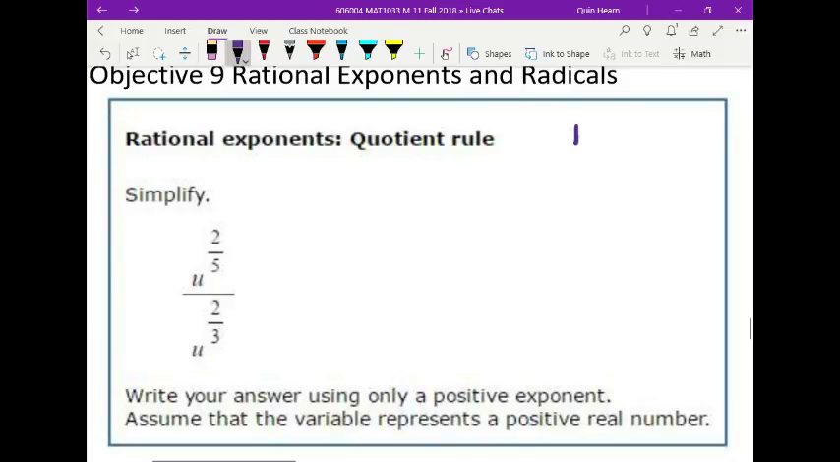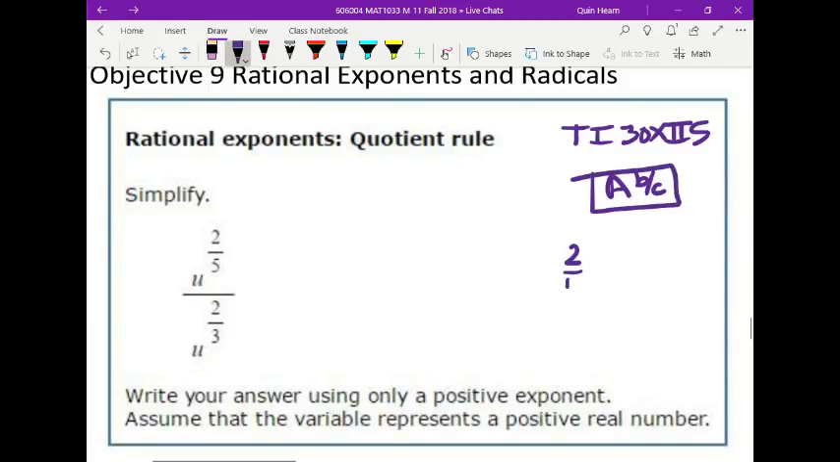I do want to remind you that if you're using the TI-30 X2S at home, which you should be, it does have a fraction key. It looks like AB over C and gives you your fraction bar. So for example, if you wanted to type 2/5 into your calculator, you would hit 2 AB over C and then 5, and that would be your 2/5. And you can do that and perform operations with other fractions.